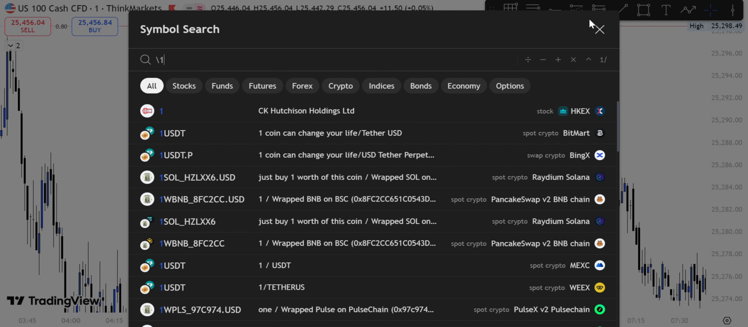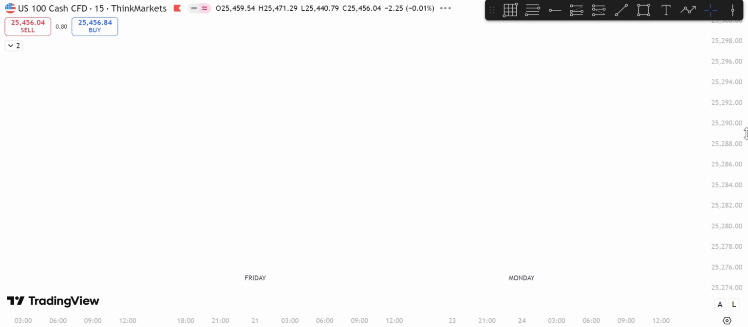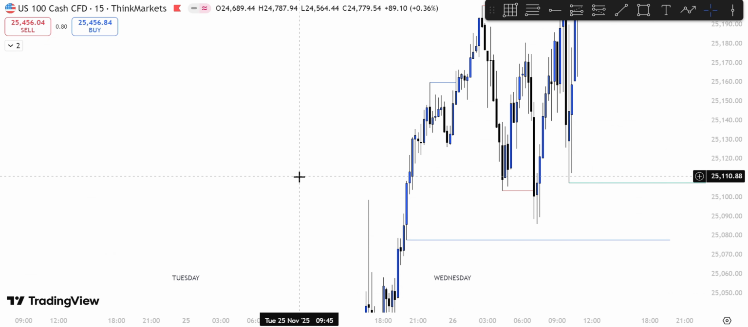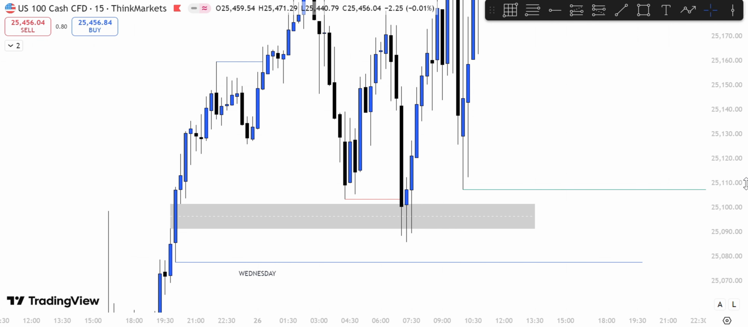So I haven't mentioned this. As you go along with the time frames, since there is more data, the fair value gaps become more powerful. For example, the 1 minute fair value gap is going to be a lot less powerful than the 15-minute fair value gap. For example, we are in a 15-minute fair value gap. So let's see what happened right here.